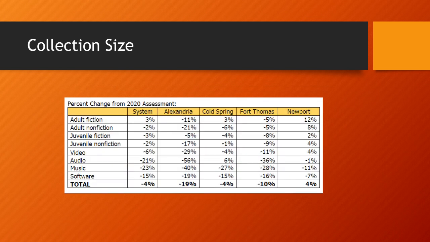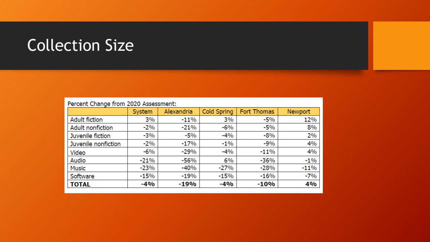Okay, so this table shows the collection size narrowed down by branch and format. We see significant decreases in AV due to the continued rise in streaming use and less materials being published in physical format. So you can see there that overall system-wide, our video decreased by 6%, but our audiobooks decreased by 21%, music by 23%, and video games by 15%. So this is, again, due to the rise in streaming and less materials being published in physical format.